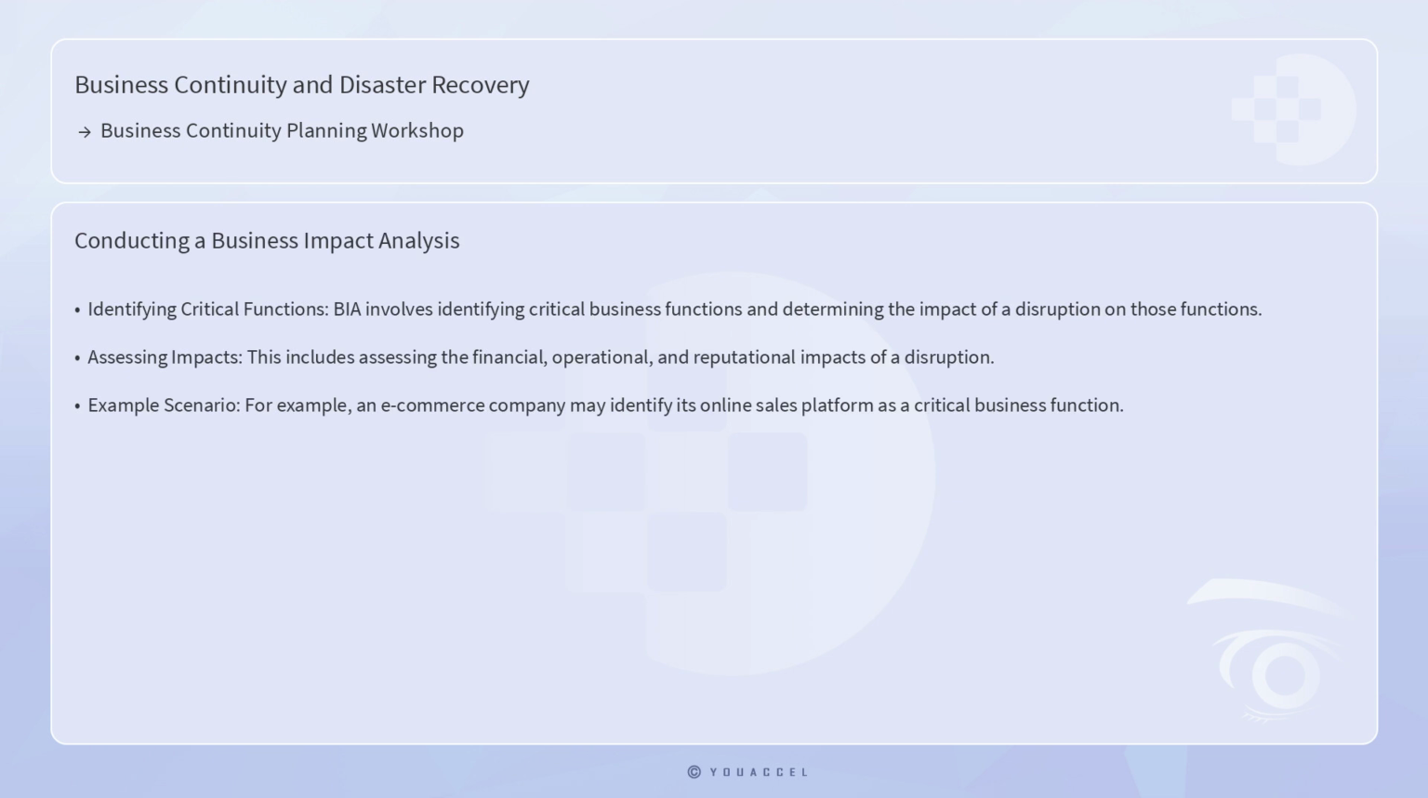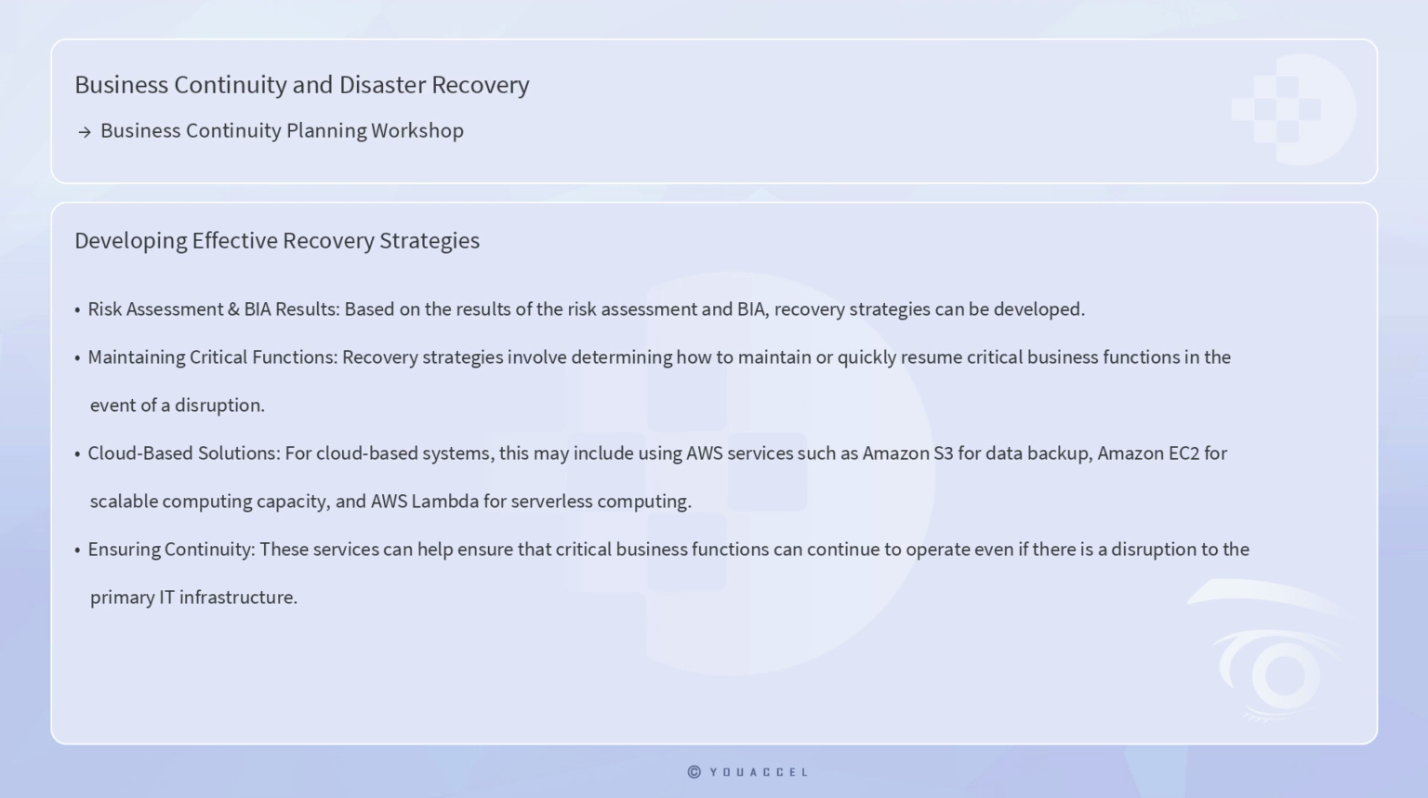Once potential risks have been identified, the next step is to conduct a business impact analysis. BIA involves identifying critical business functions and determining the impact of a disruption on those functions. This includes assessing the financial, operational, and reputational impacts of a disruption. For example, an e-commerce company may identify its online sales platform as a critical business function. A disruption to this platform could result in lost sales, damage to the company's reputation, and a loss of customer trust.